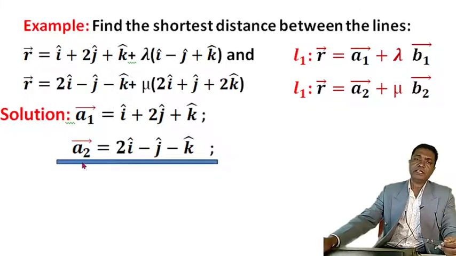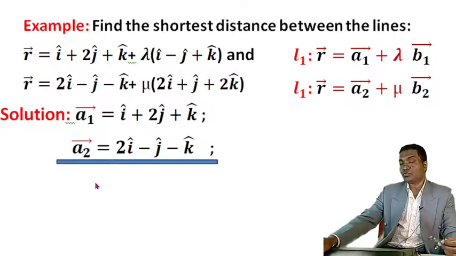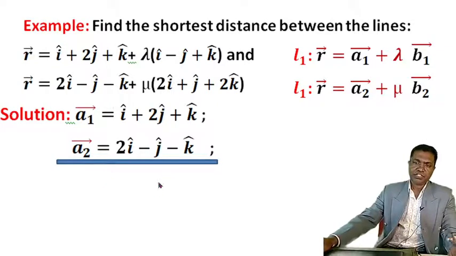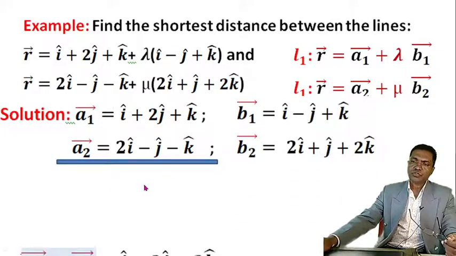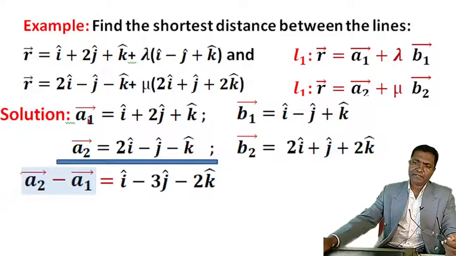And I need a2 minus a1 as you saw on the previous page. In the formula we need a2 minus a1. So find a2 minus a1, subtract. So 2i minus i is i. Subtract, so minus j, and if you subtract it means change the sign. You can do like this.